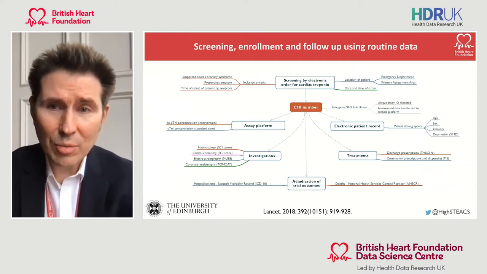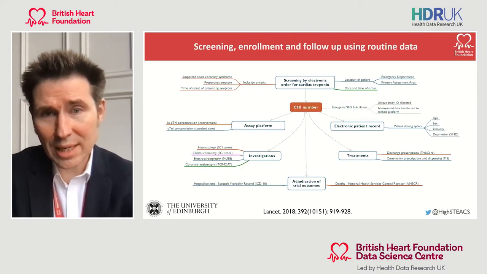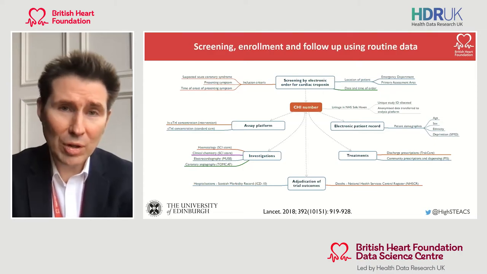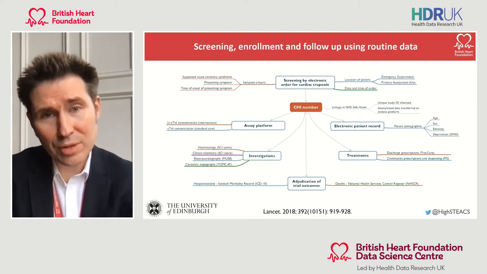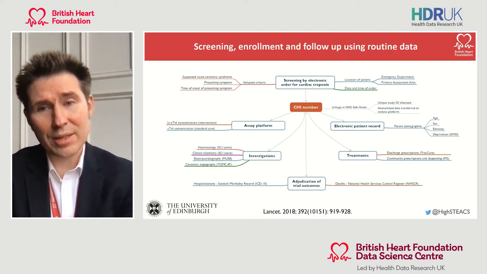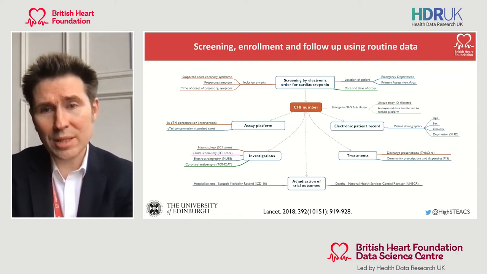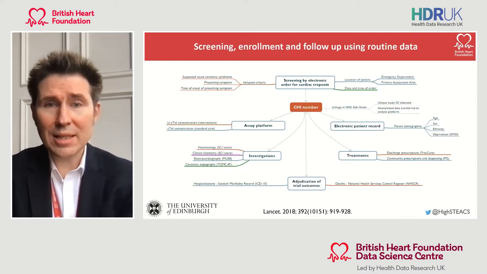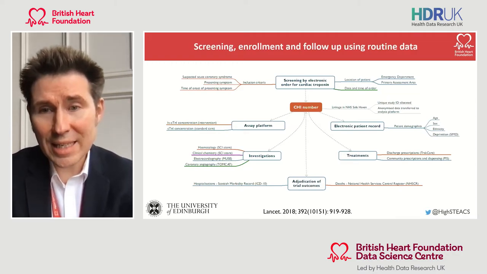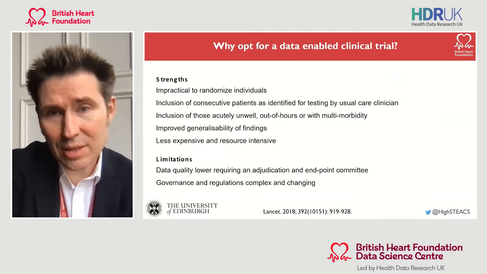In order to deliver the trial, we had to build a data infrastructure that mapped more than a dozen different routinely collected data sets from all 10 hospitals that were participating. And we embedded our screening and enrollment tool into the order for the test in the electronic patient record. So that actually the usual care clinician ordering the test was doing the enrollment into the trial. We didn't seek individual consent because we were randomizing at the level of the hospital, and data was anonymized, linked, and accessed through National Safe Haven in order to conduct the trial.